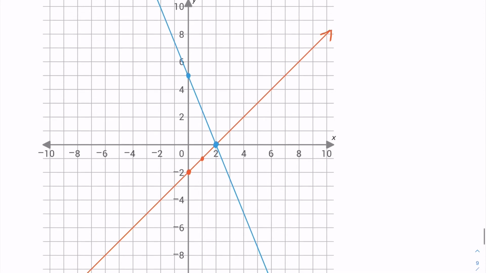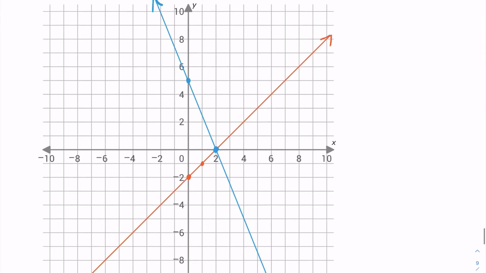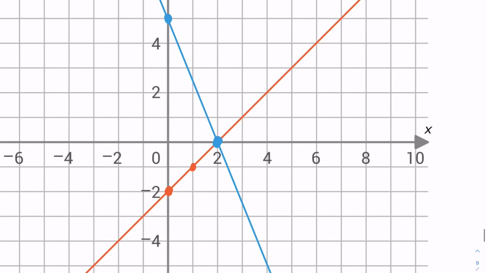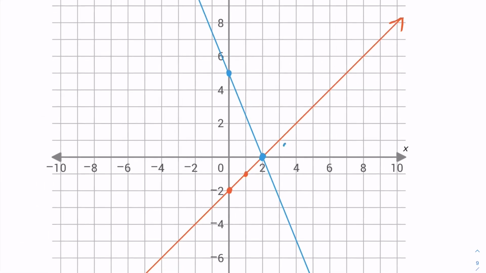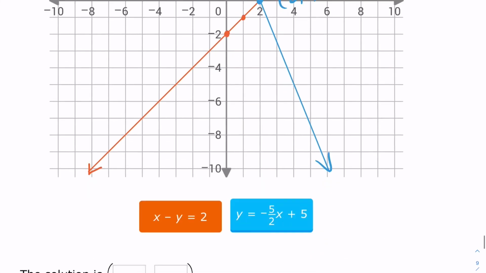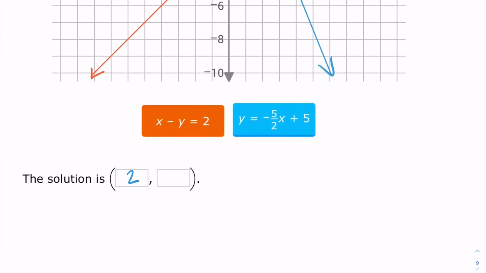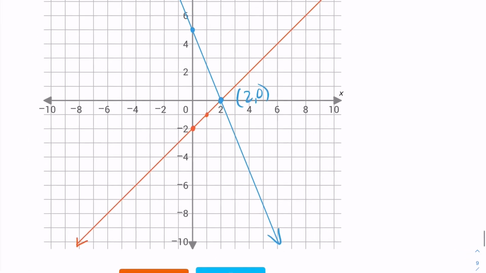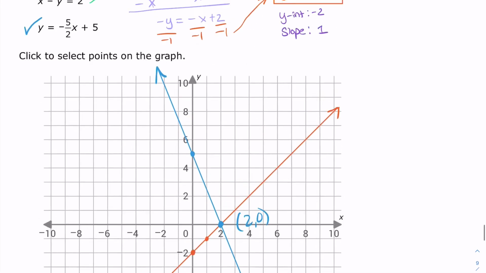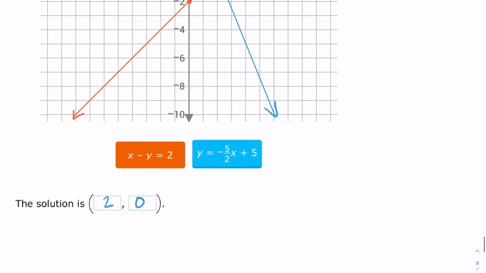That looks pretty good. I'm going to throw arrows on it because it's a line, and it goes on forever. All right, and it looks like the point of intersection is 2, 0. And that is it. It goes over 2 from the origin and up 0, so 2, 0. All right, so that's the graphing ones.